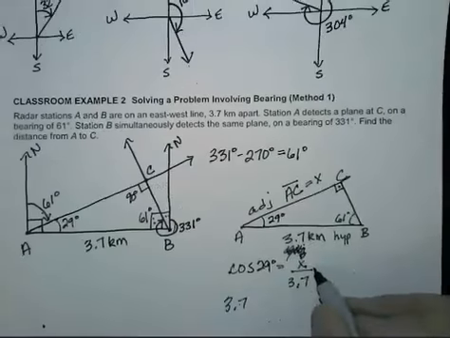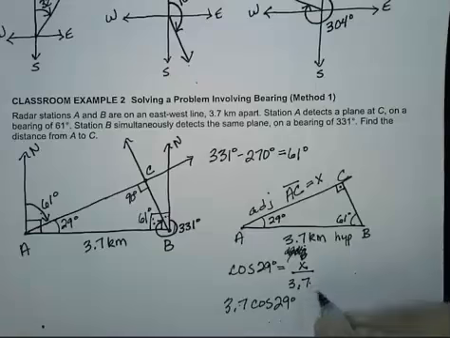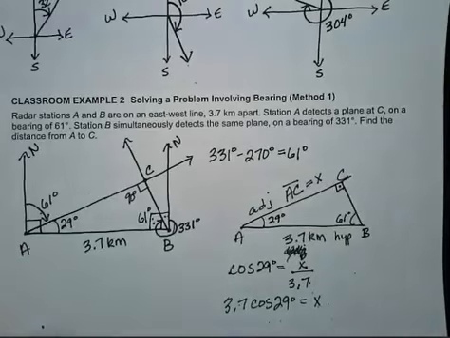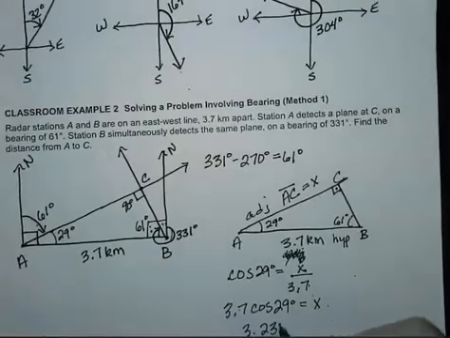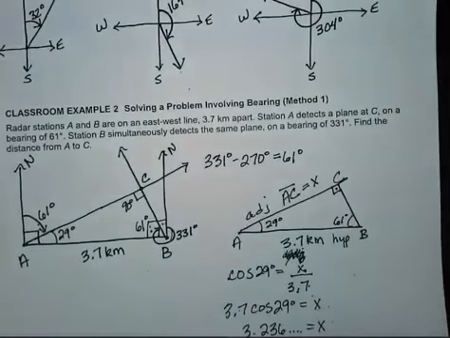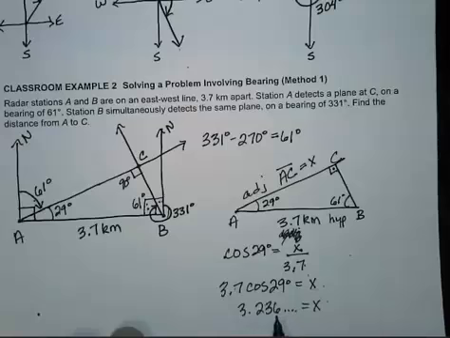I just want to solve this for x, so I could multiply both sides by the 3.7. The 3.7 would cancel out on this side, and that would give me x. When I multiply this with my calculator, I get 3.236 approximately. Now I want to look at how many significant digits I have. I've got 2 in this value and 2 in this value. So I need to round this to 2 significant digits. That would make it rounded to the nearest tenth.